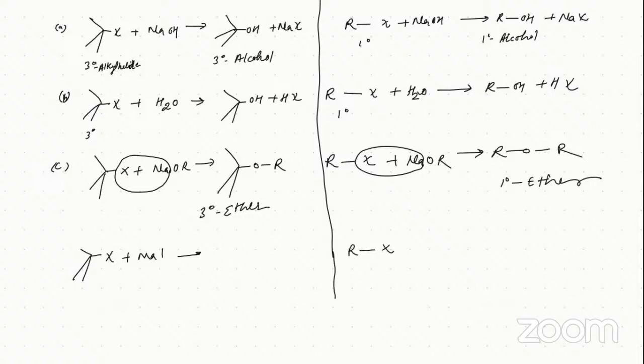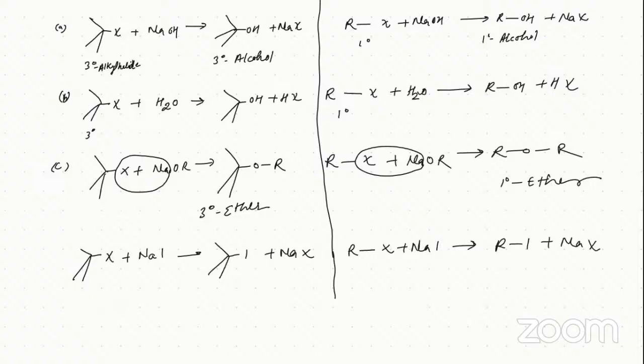This is the iodide exchange. This is the Finkelstein reaction: R-X plus NaI gives R-I plus NaX. So this is the Finkelstein reaction. This reaction you already know.